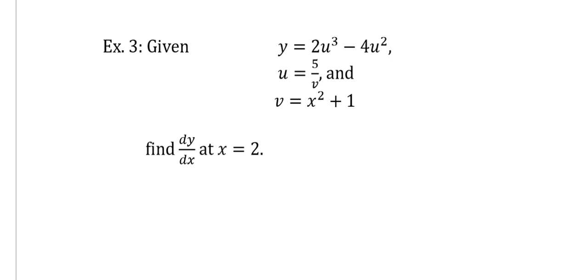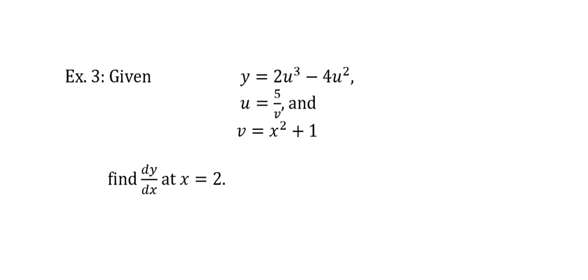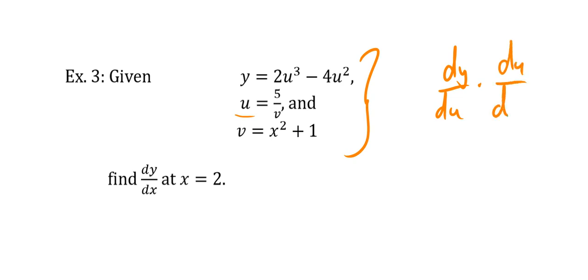Oh, this one's got 3. Okay, so put your pencil down and watch. Maybe this will be a good way to look at it. The first one is y in terms of u. Y equals something to do with u. So from that, I can get dy by du. The next one is u in terms of v. So I can get du by dv.